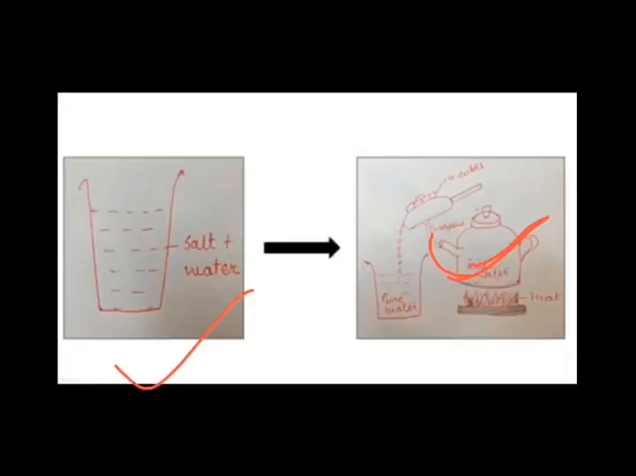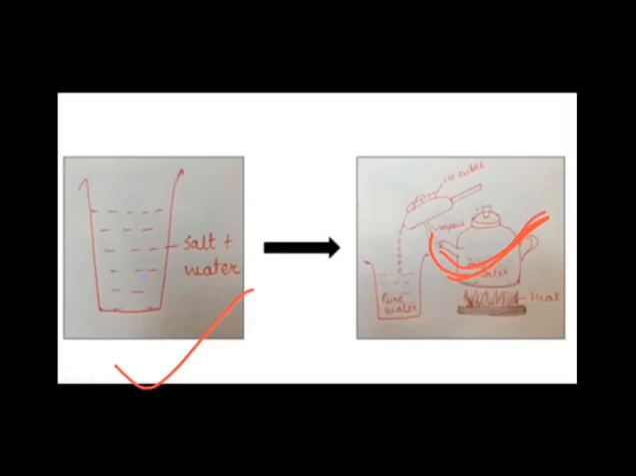So when these vapors come in contact with this metal plate, the process of condensation will happen and the water vapor gets converted into liquid. And what is left behind in this kettle is salt. So we have separated the mixture of salt and water also. Salt is left behind in this kettle, and we have collected the water here. Okay.